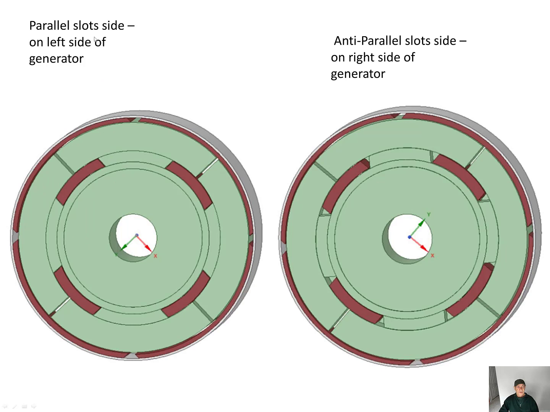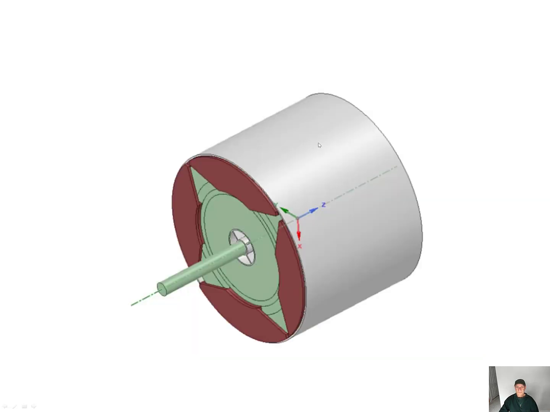So parallel slots on the left hand side of the generator. So this is the parallel slots. This is the sleeve. We place a seal to hold everything together. Anti-parallel slots on the right hand side of the generator. And this is how it's looped from inner core to above the outer core.